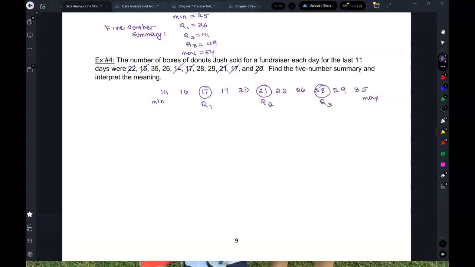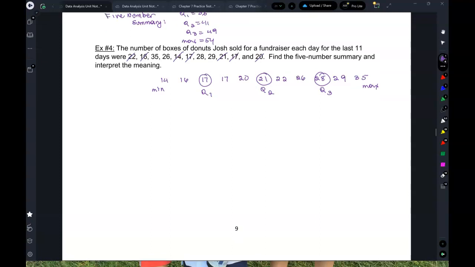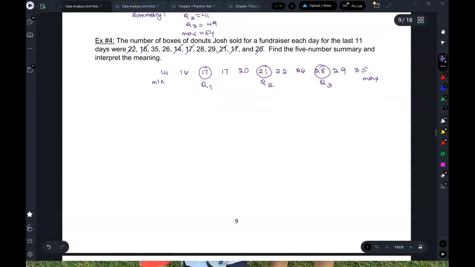Okay? All right. So now it says to interpret the meaning, and I kind of left this open because I have an idea what I want. Depending on the context, this means different things. But right now, I just want to talk about what it is that each of these numbers mean, okay? So take a look at what this means. This person sold donuts for 11 days, okay?